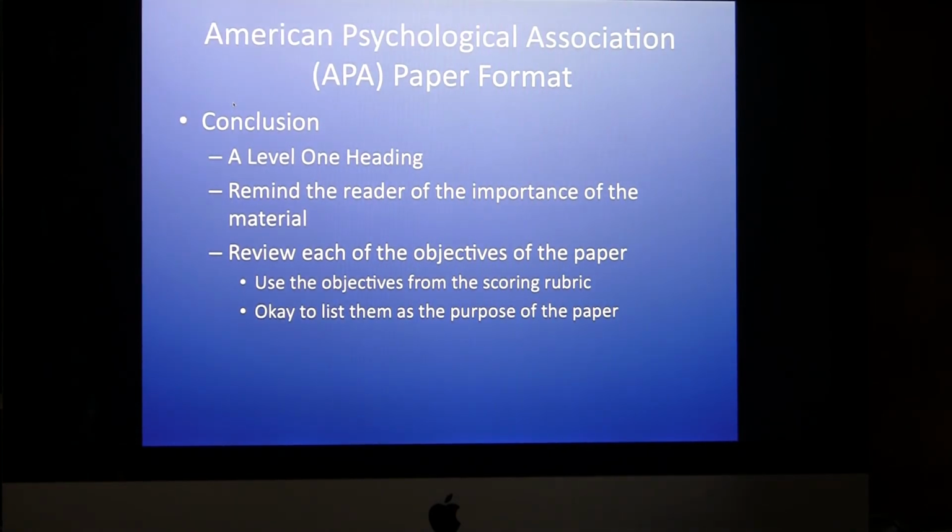Okay. The conclusion of the paper involves the use of the word conclusion as a level 1 heading. So level 1 heading is centered on the paper, it's bolded, it's capitalized, and we do not use a period. Okay? And what the conclusion is designed to do is to remind the reader of the importance of the material, and then again, review what it was that we discussed, review the objectives of the paper. And it's okay to simply list them: in this paper we have discussed, and then list the objectives as listed in the scoring rubric.